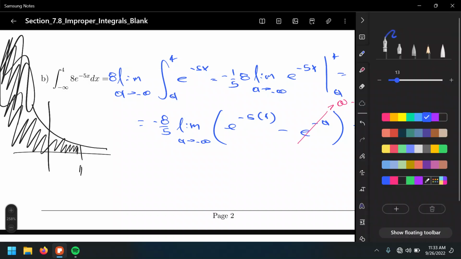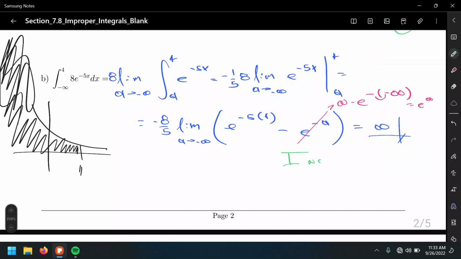And for this reason, we say that the integral diverges. Alright. Those are the two cases.